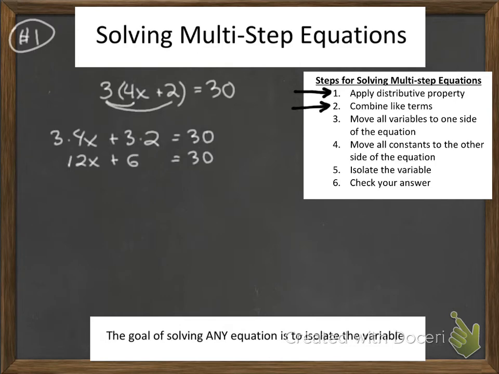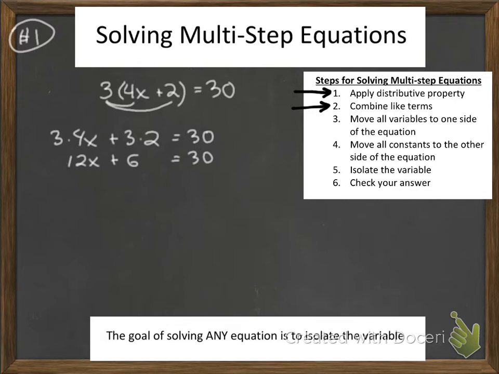Remember, you can only combine like terms if you have them on the same side of the equation. So let's look at this. Are 12x and 6 like terms? They are not, because one contains a variable and the other does not. On the other side, we only have one term, which is 30. So in this case, we don't need to apply the second step.